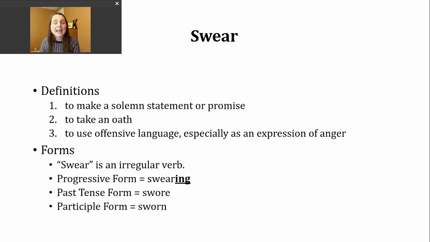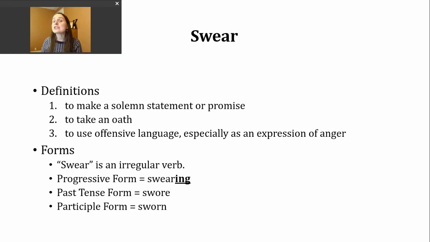A third way you might hear the verb swear used is to mean to say or use offensive language. Typically, this is expressing anger. I know some of my students have told me that they watch these videos with their kids, so I'm not going to give you any examples, but I think curse words, swear words are unfortunately pretty common in many languages, and I'll let you use your imagination with that.